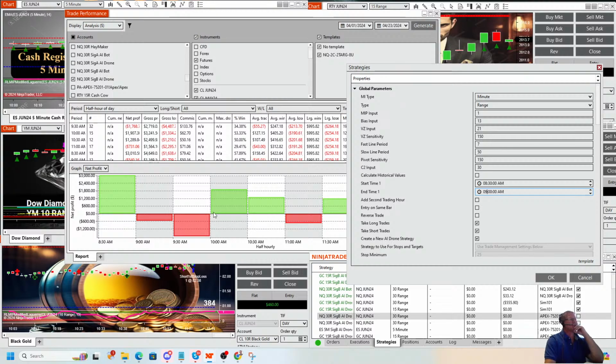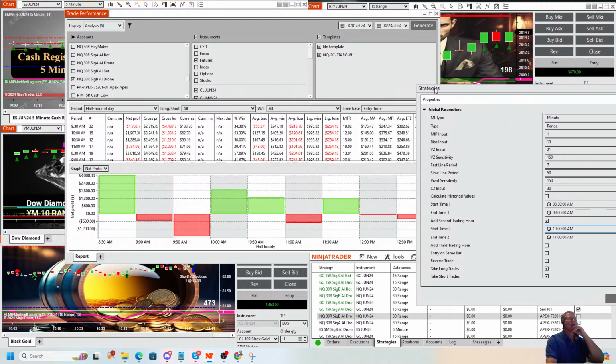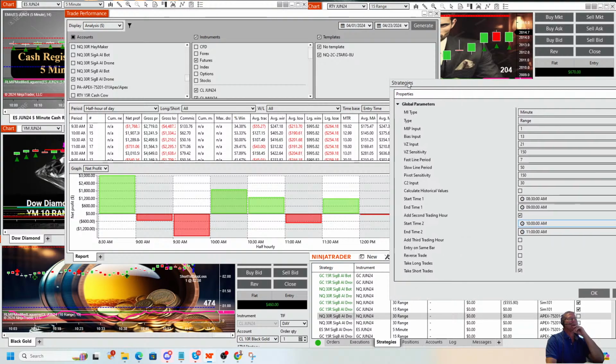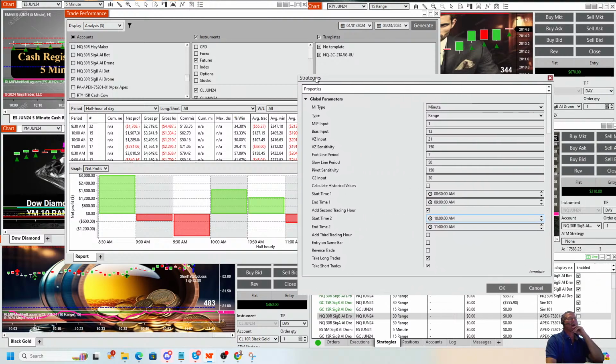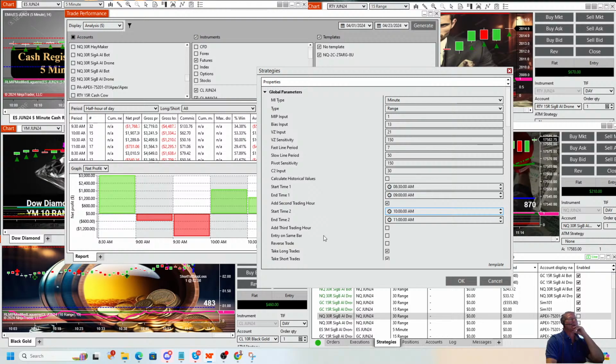I want it to restart from 10 to 11. So I'm going to add a second trading session from 10 to 11. And then it doesn't do well at 11, but then from 11:30 to 12, it does pretty well. So I'll take that half hour as well.